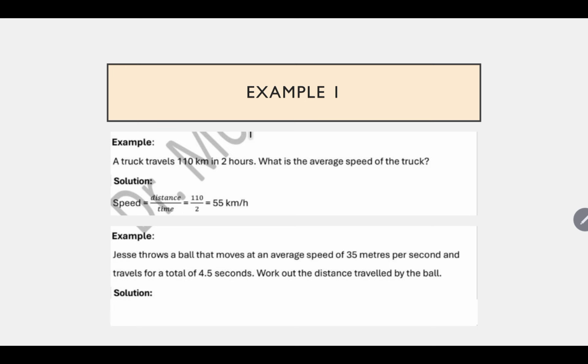Jessie throws a ball that moves at an average speed of 35 meters per second and travels for a total of 4.5 seconds. Work out the distance traveled by the ball. You have to use the same equation, which is speed equals distance over time, but rearrange it to find distance. So now my distance will be equal to speed times time, which is 35 times 4.5, giving me 157.5 meters.